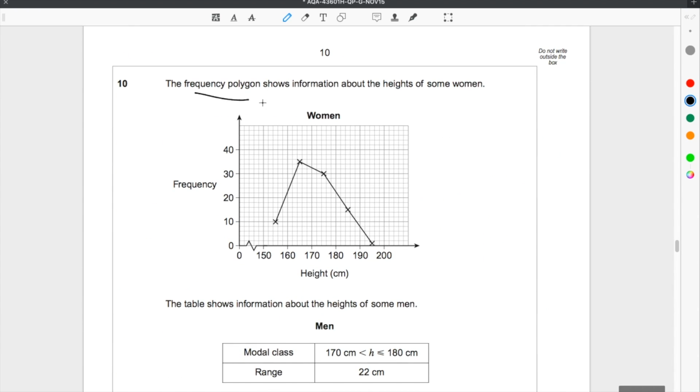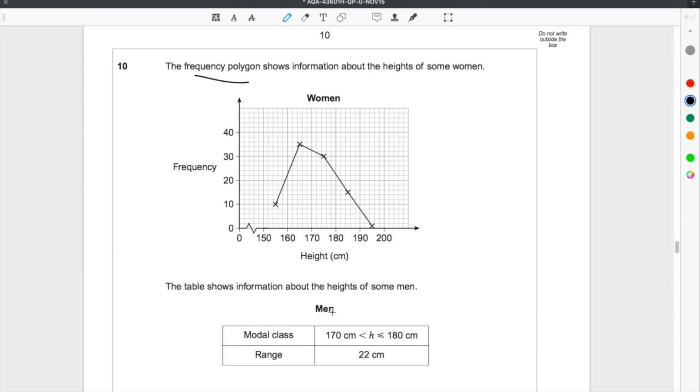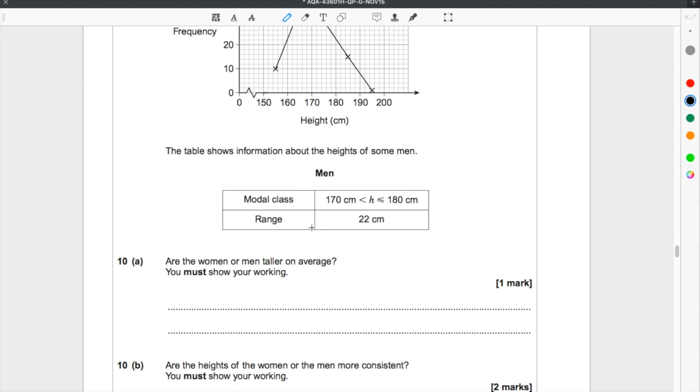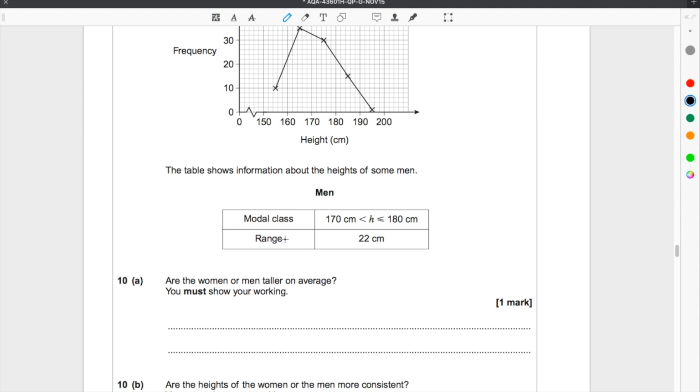Question 10. The frequency polygon shows information about the heights of some women, and the table shows the heights of some men. 10a. Are the women or men taller on average? You must show your working. This is 1 mark, so here the modal class for the men is 170 centimetres. Let's make sure that's going to work. Okay, that's the modal class for men.